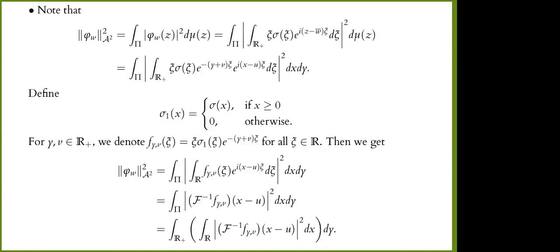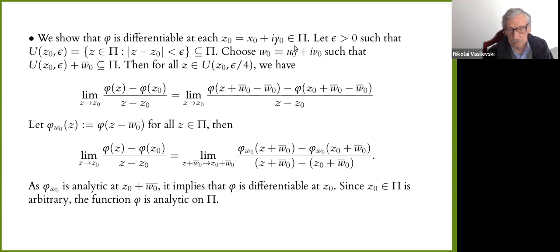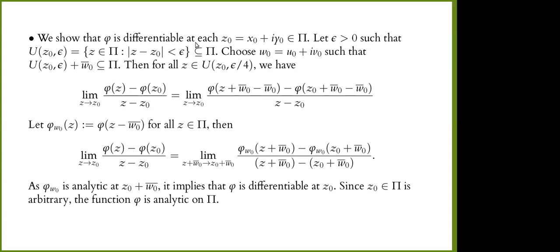So now it remains to prove that the symbol phi is an analytic function on pi. Here we show that if I consider any z naught from pi, then the function phi is differentiable at z naught. So when z naught is fixed, we consider epsilon greater than 0 such that the ball with center z naught and radius epsilon belongs to pi, and w naught is chosen in such a way that if we translate this ball by w naught bar, it is still a subset of pi.